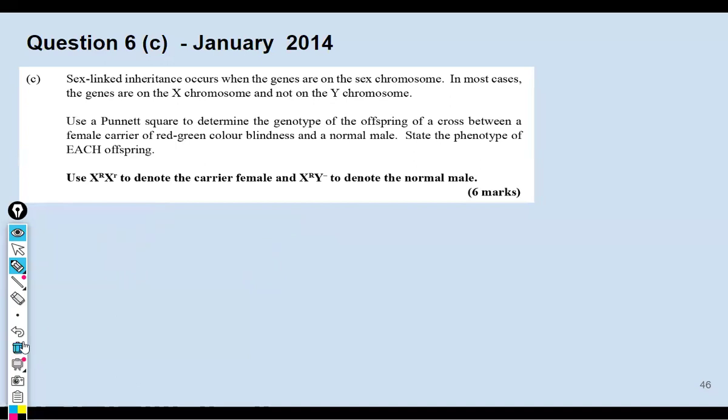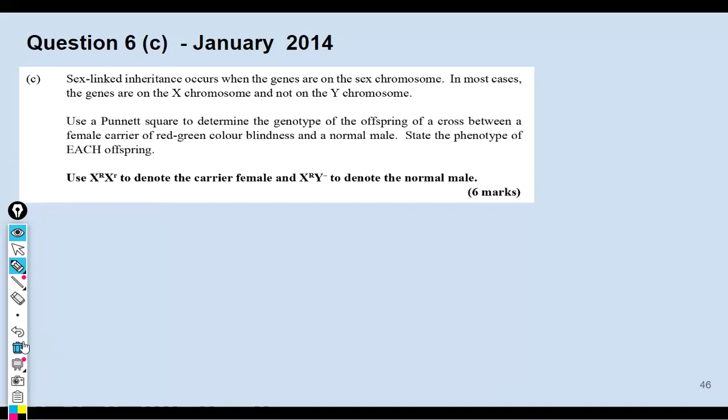Right, so let's read through this one. Sex-linked inheritance occurs when genes are on the sex chromosome. Where we discussed this, like red-green color blindness, right? That's a sex chromosome condition. In most cases, the genes are on the X chromosome and not on the Y chromosome.